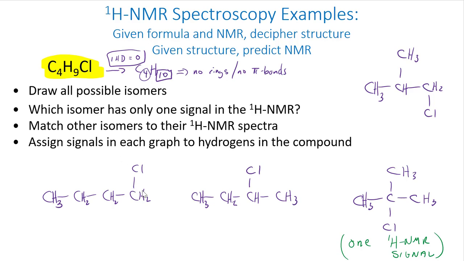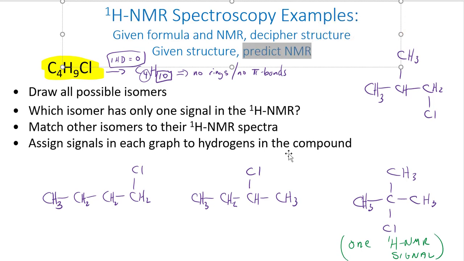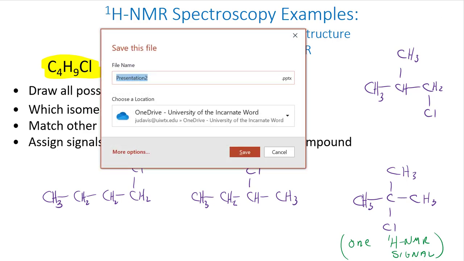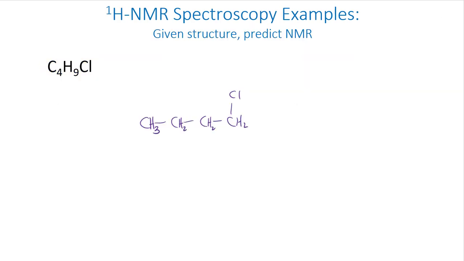We might then also consider for this molecule, the first one on the left here that we drew, what might the NMR look like? So let's see if we can predict what the spectra of that NMR would look like. So if we start with that structure, and I'm actually going to move the chlorine to the other end of the molecule for reasons that will hopefully become evident here shortly.